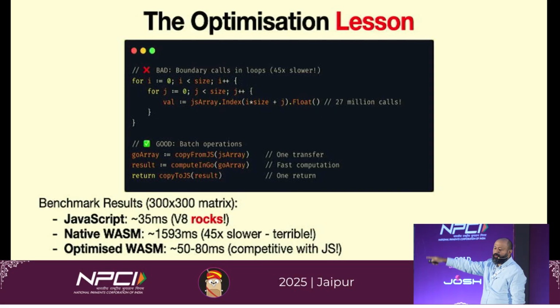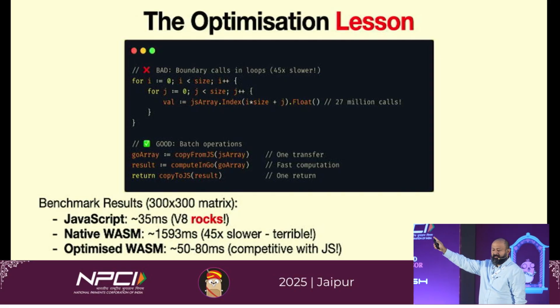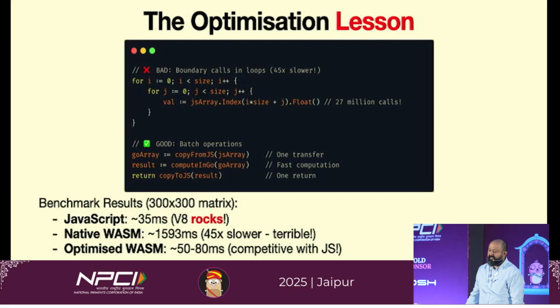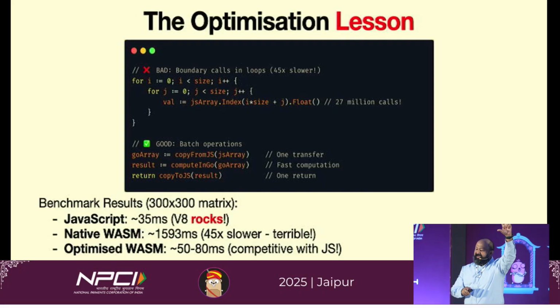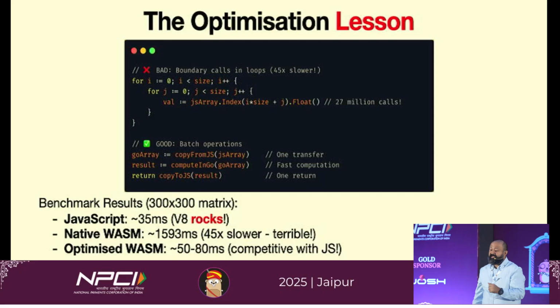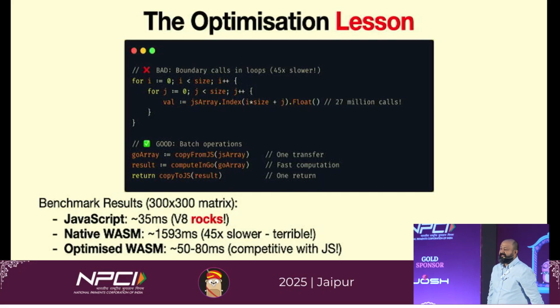And the benchmark results show that. You can see very clearly. The JavaScript code, V8 rocks, was somewhere around 35 milliseconds, whereas the bad native WASM code, the one on top with nested loops, took almost 1.6 seconds. So 1,593 milliseconds, which is about 45 times slower, obviously extremely terrible.